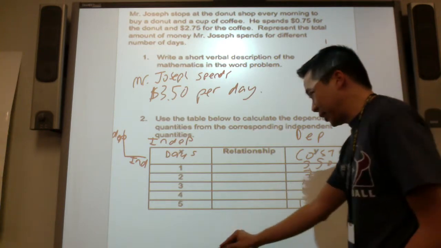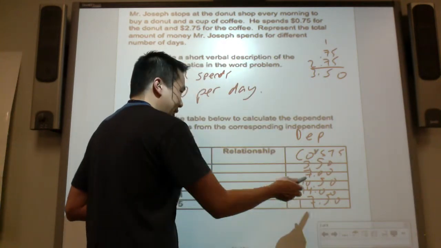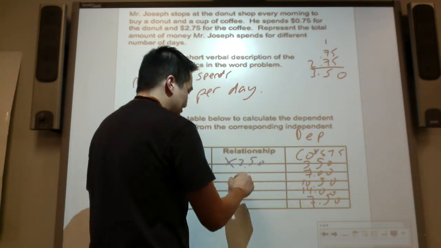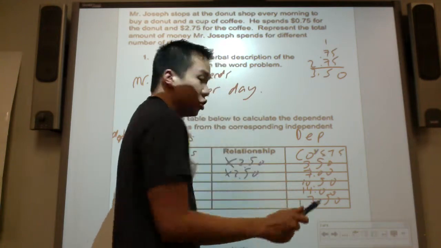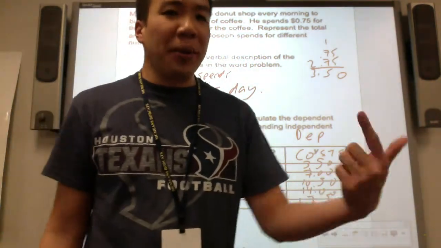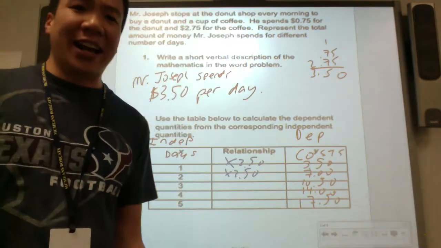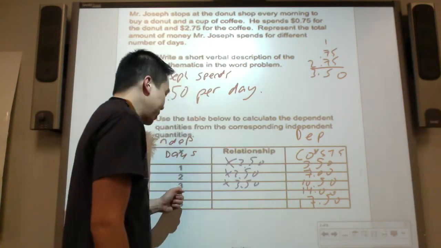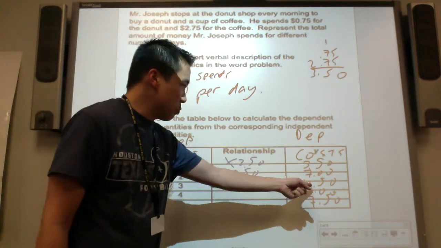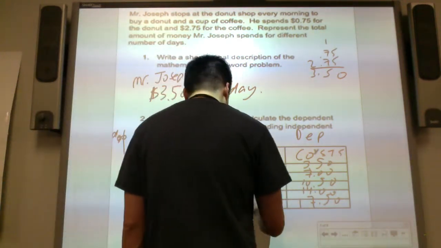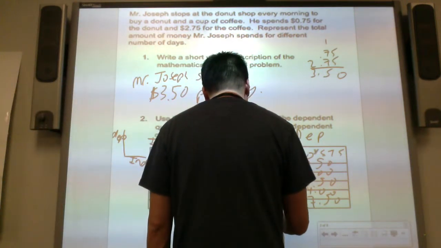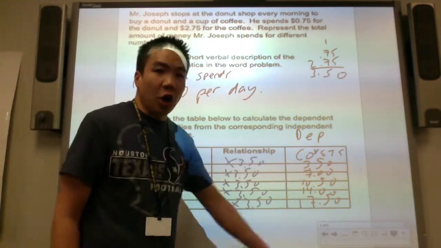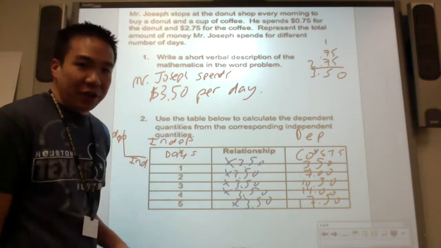What's the relationship here? In 1 day, he spends $3.50. It seems like we're multiplying by $3.50. In 2 days, he spends $7, so we multiply by $3.50. You could keep on doing repeated addition, but once you get tired of adding, it's easier just to multiply. In 3 days, he spent $3.50 per day, so you multiply, you get $10.50. So the relationship is you multiply the number of days by $3.50 to get the cost. He spends $3.50 per day.